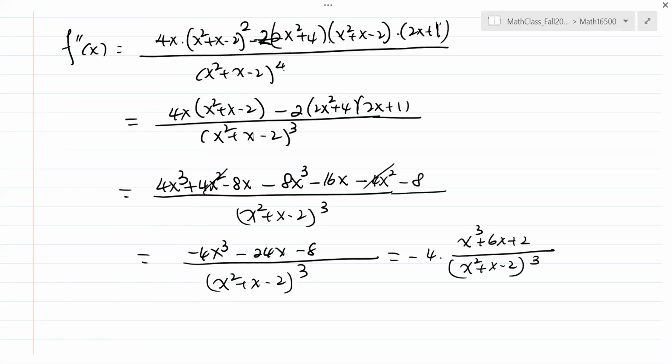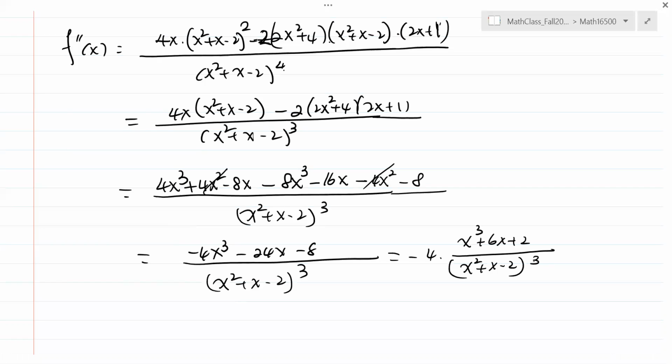Well, it is not easy. It's almost impossible to find the zeros for the second derivative because you have to solve this equation.